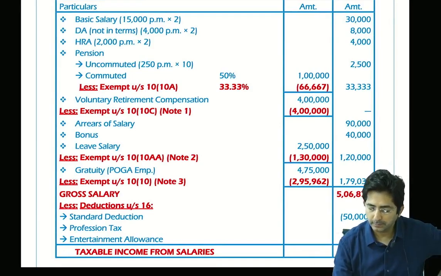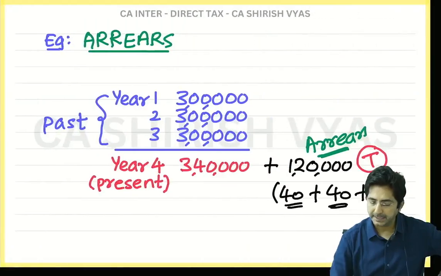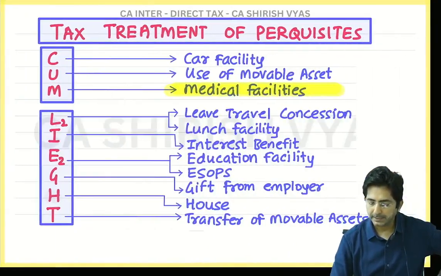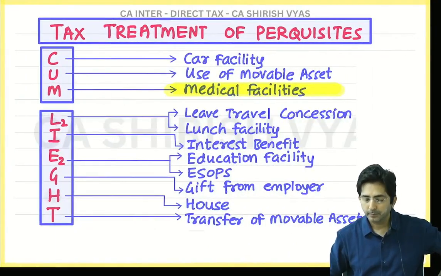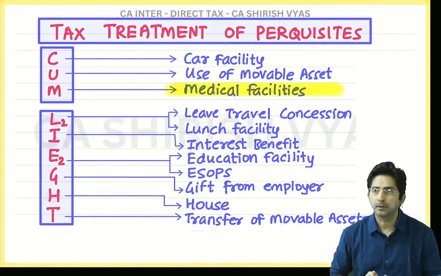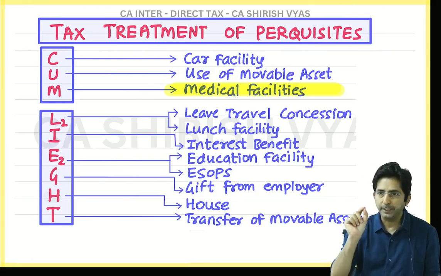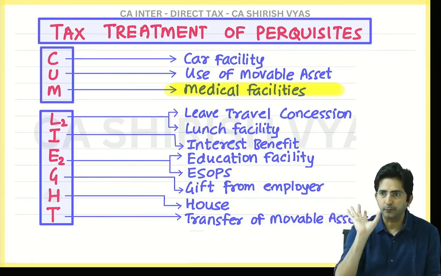So now let us continue with the topic. See, what were we doing in salary? We started with perquisites, okay? Tell me how to identify in the question whether it's a perquisite or not. Language will be what? Paid or reimbursed by employer, or they will write the word free. Okay, then it is a perquisite.